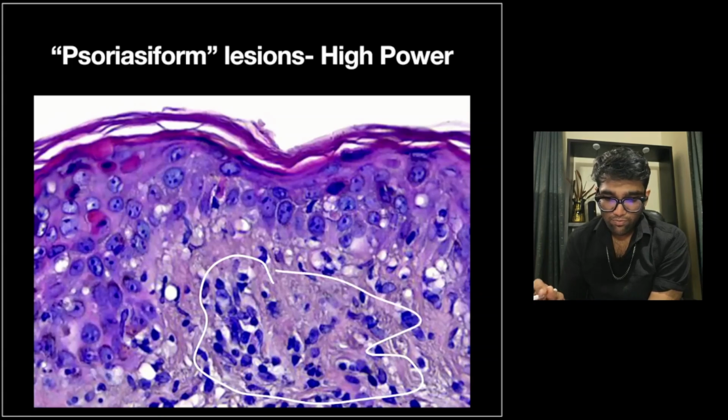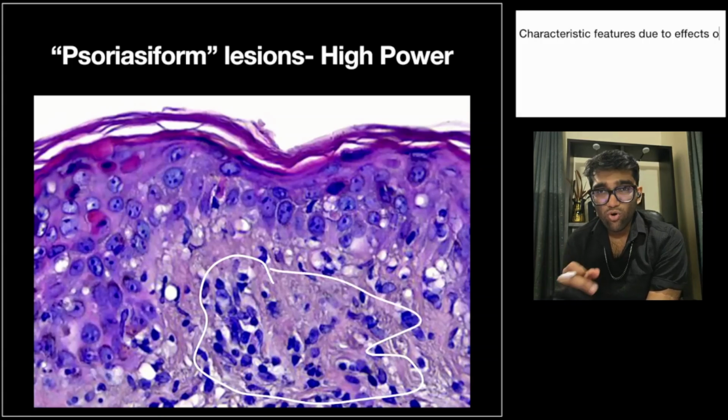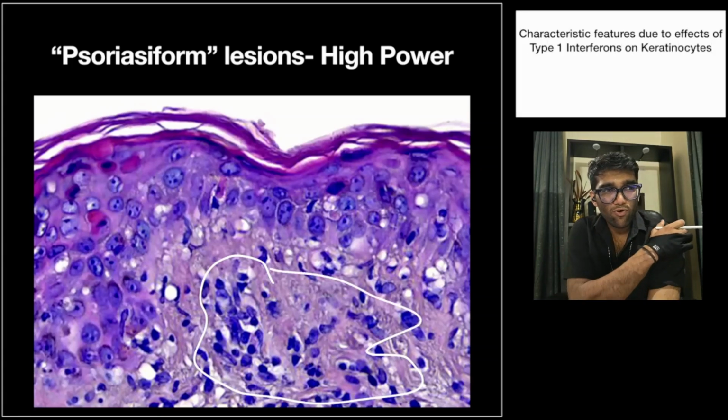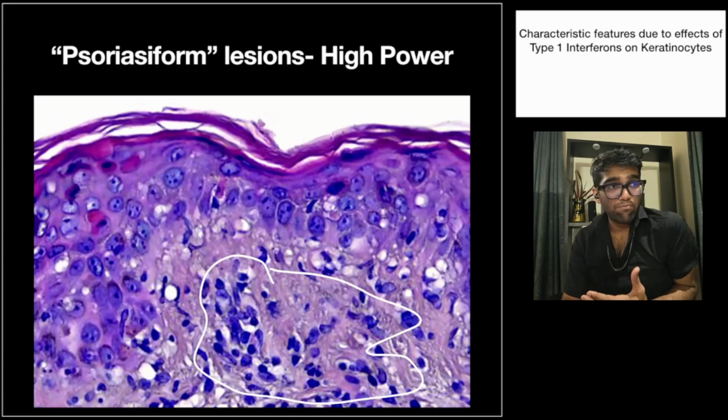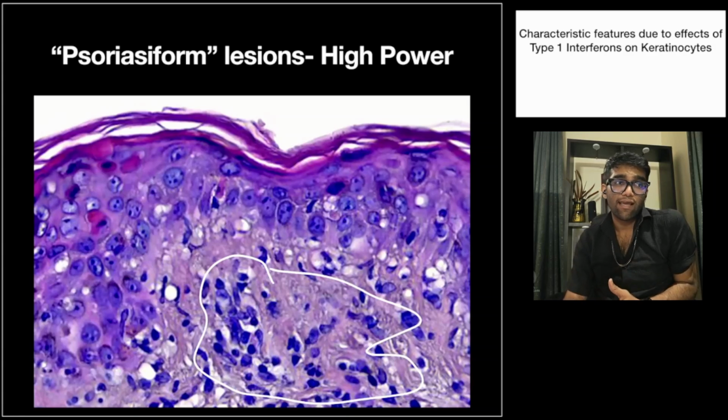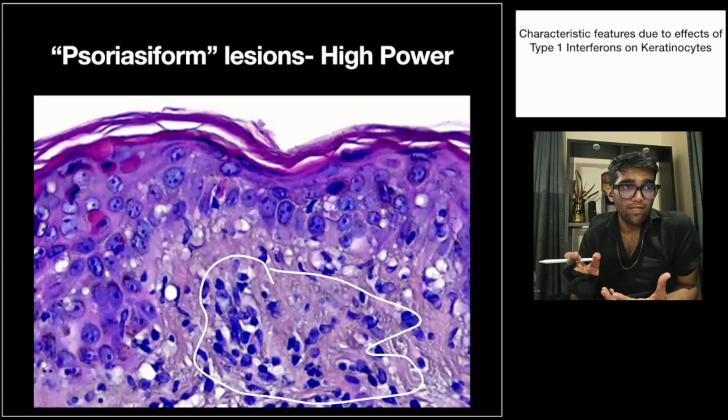Okay, so that actually depends on what lesion is causing the psoriasiform nature of the lesion, and it can vary even within the same type of lesion. Okay, but for now we'll not go into that. So this is a characteristic feature that is due to the effects of production of type 1 interferon. Type 1 interferons are a type of cytokine that are produced by the immune system in response to viral infection, and they tell surrounding cells that a virus has infected one of the cells.